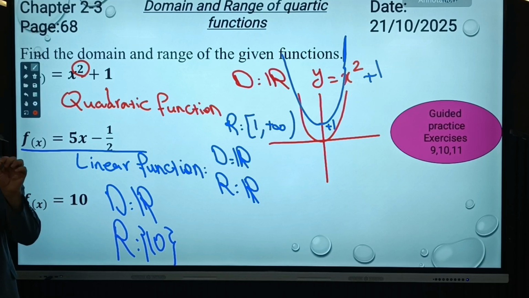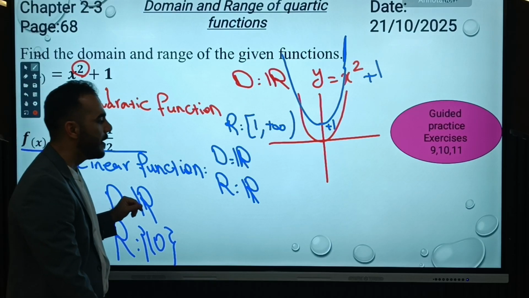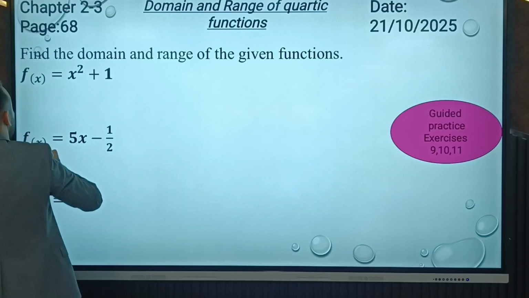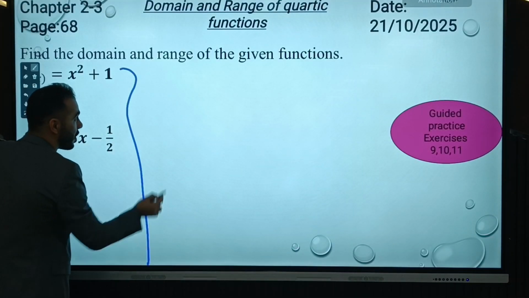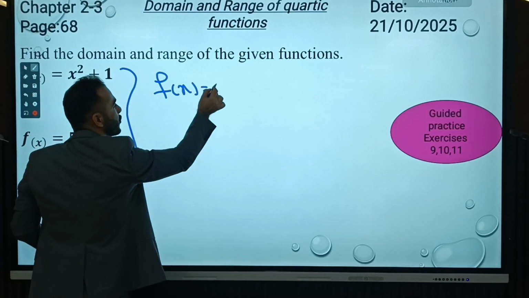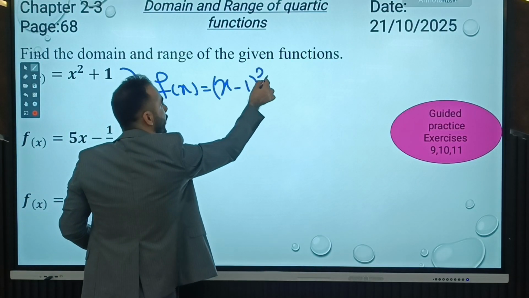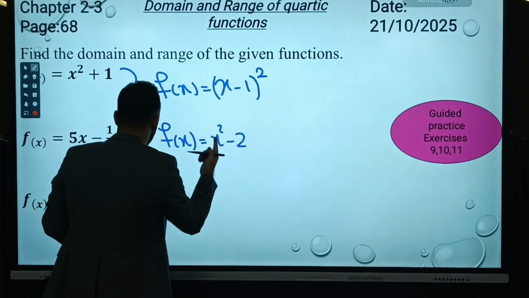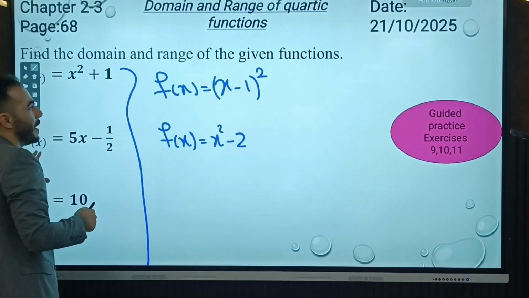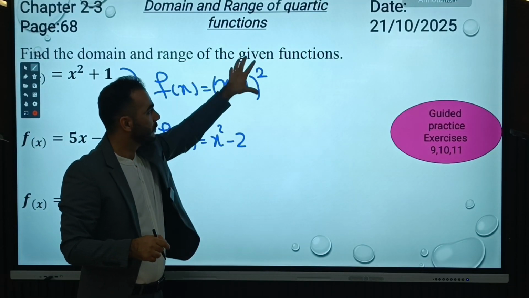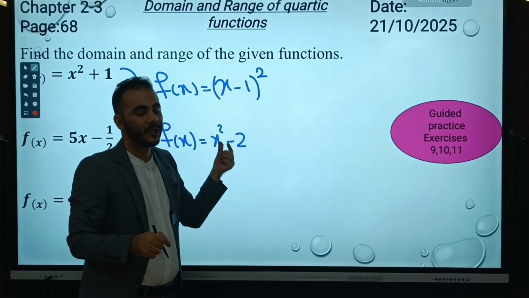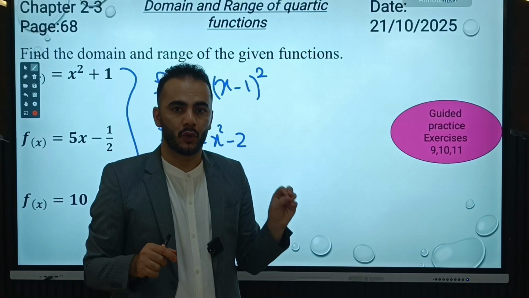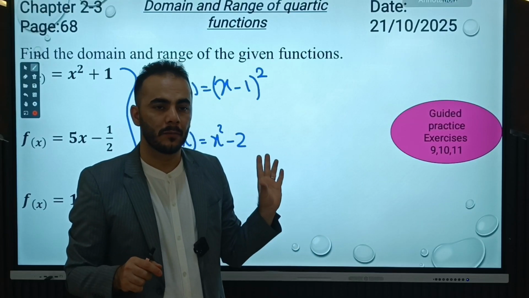But I would love to give you some more questions regarding the first one, which is quadratic functions. So just come here. Imagine you have f of x equals (x minus 1) squared, and f of x equals x squared minus 2. How are we going to find the domain and range of these two? Basically, when the degree is 2, it means we have a quadratic function. In a quadratic function, you better know that the domain is always R. The domain of the function is always all the real numbers. Perfect. So we don't care. Our problem is not about the domain. The range is our problem.